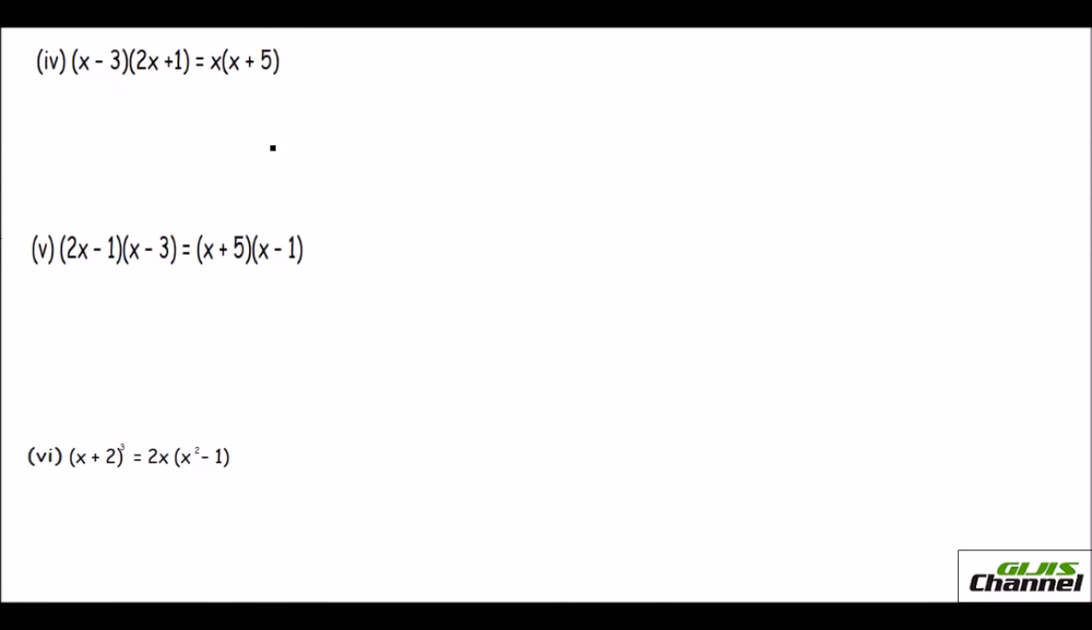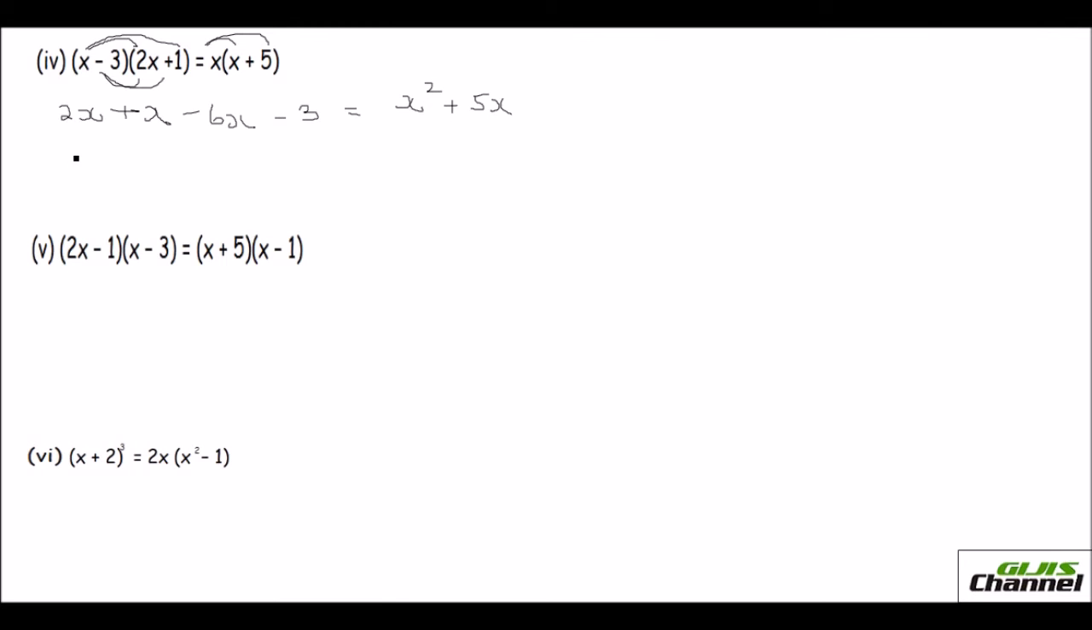Now again, it is the distribution property I'm doing. So x times 2x is 2x squared, x times 1 is 1x, plus x, minus 3 times 2x is minus 6x, minus 3 times 1 is minus 3. And this side I distribute again, x times x is x squared, x times 5 is 5x.